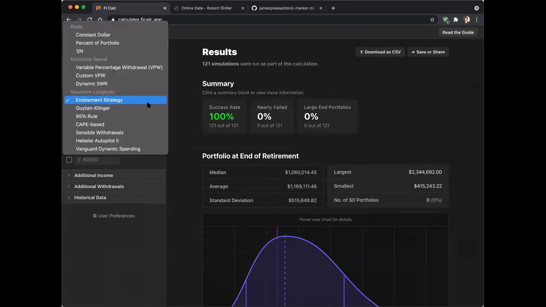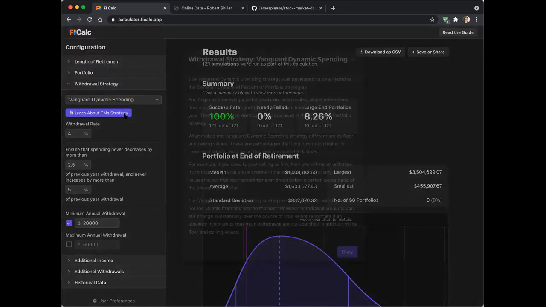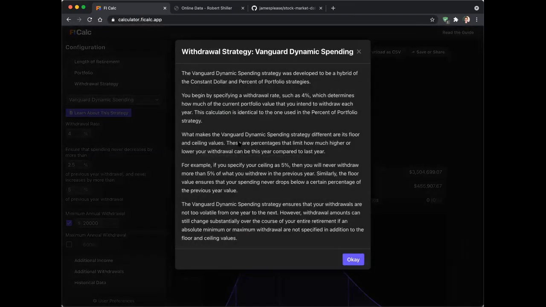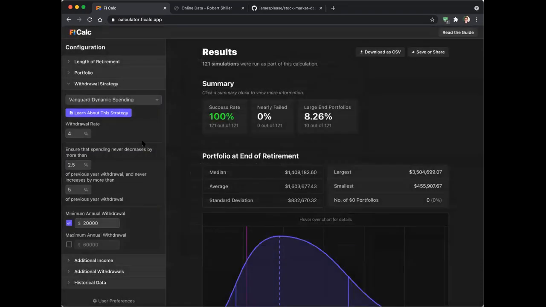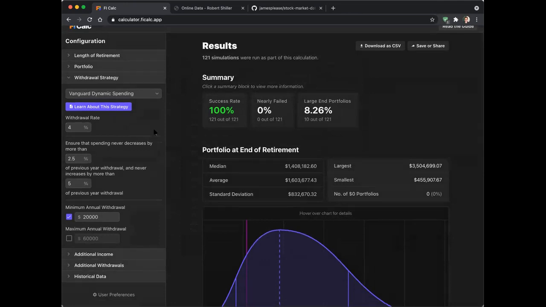Tom, I see you may have noticed a potential error here in the description of Vanguard dynamic spending. I'd be curious to hear more about that if you're able to elaborate. Do you want me to comment now or wait till the end?